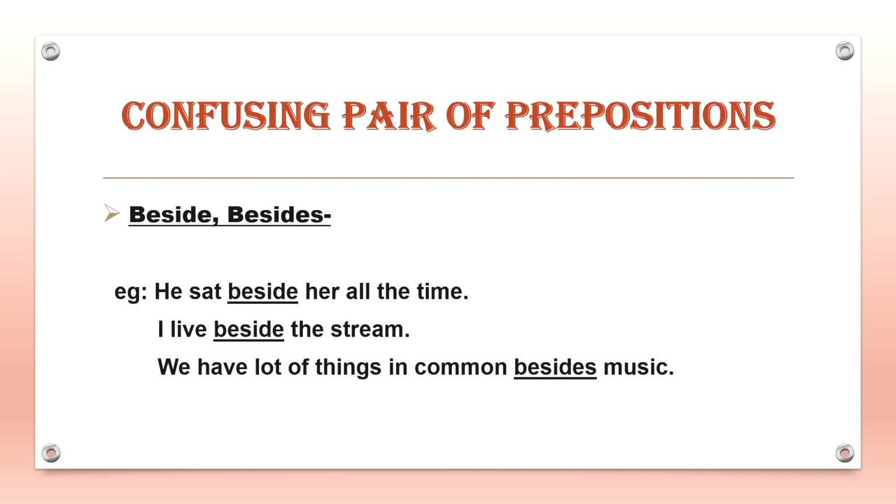Fine. Now, moving on. Now, we will do some confusing pairs of preposition. So, first one is beside, comma, besides. Now, beside means at or by the side of, or you can say next to. Whereas, let me write it down.